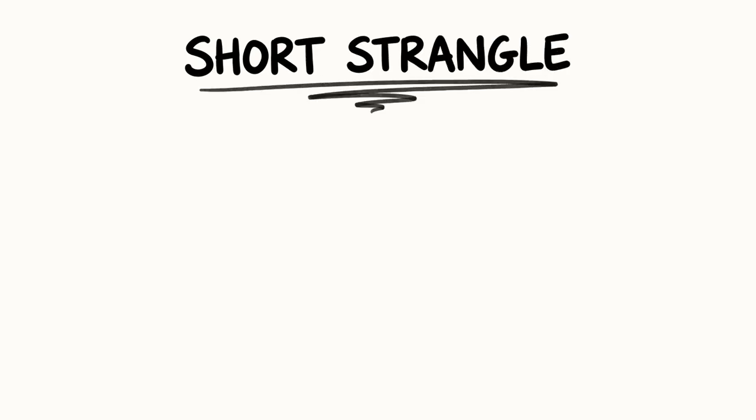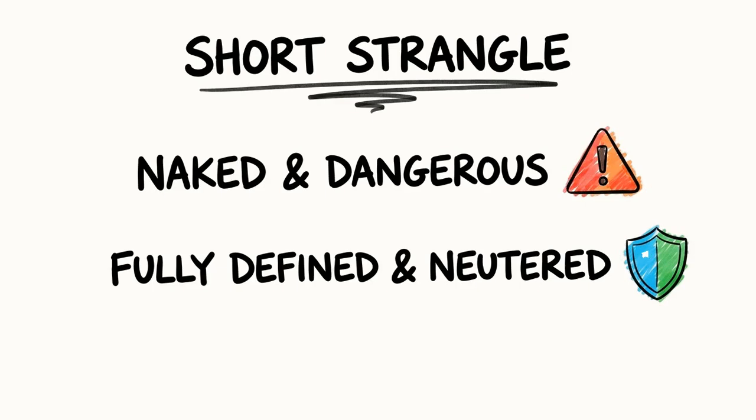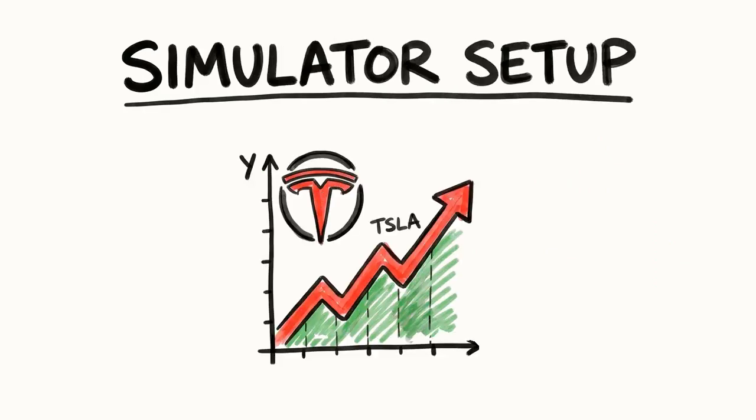Most traders think a short strangle is either naked and dangerous or fully defined and neutered. There's a third way, and it runs in almost any market condition. Here's the setup on the Passive Nomads Options Simulator using Tesla historical data.